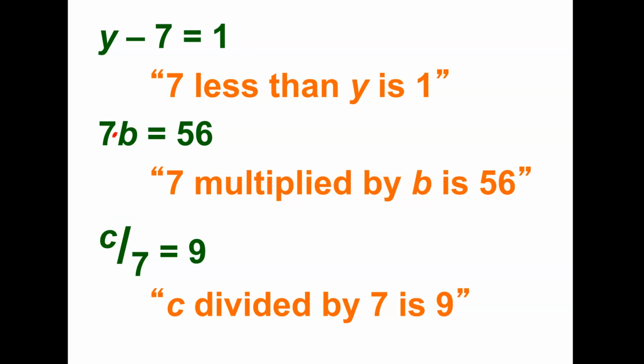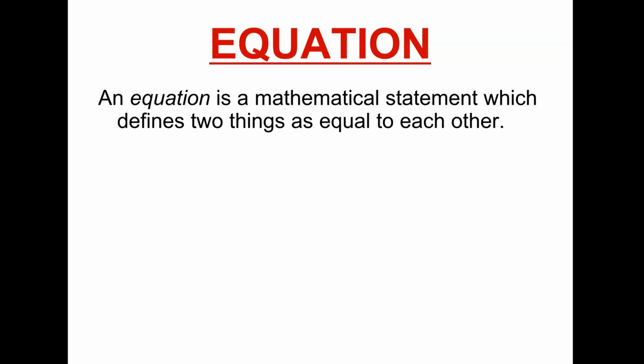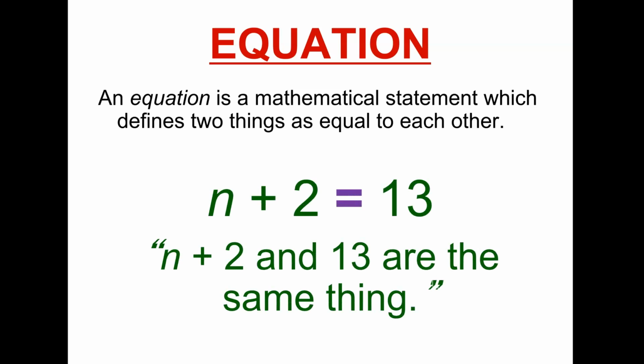All of the problems we've shown you so far are equations. Equations are a mathematical statement, a mathematical sentence that defines two things as being equal to each other. If we have n plus 2 equals 13, we're saying that n plus 2 and 13 have the same value. They represent the same amount. That is what allows us to determine that n, in this case, must be worth 11, because both sides of the equal sign have to come out to the same value.